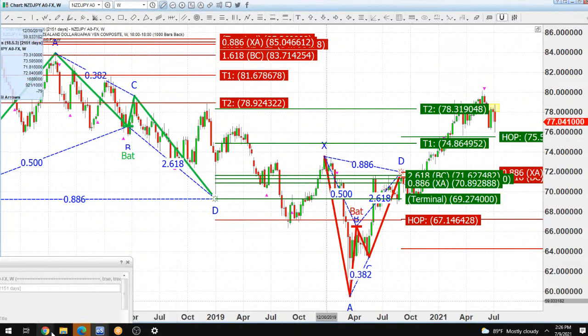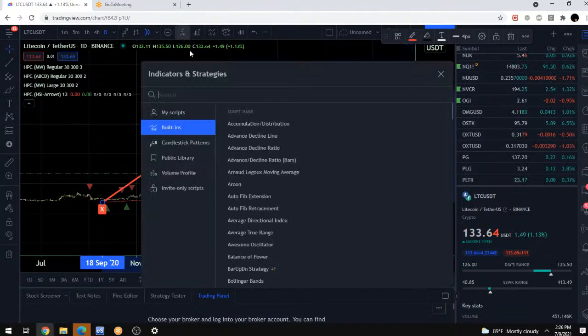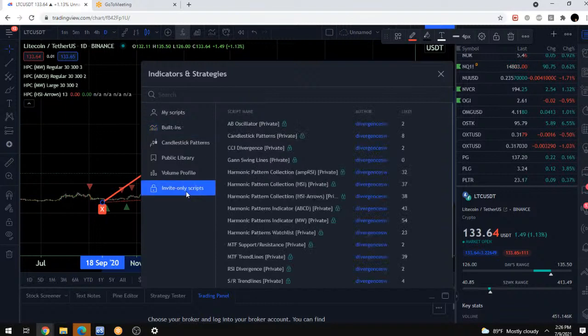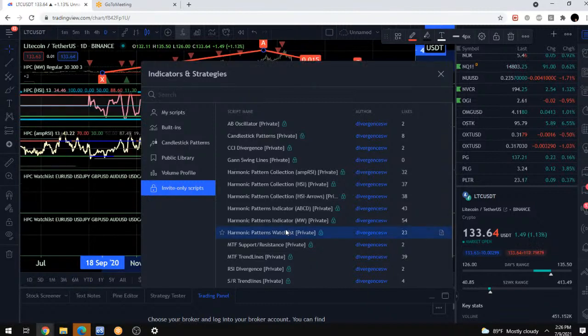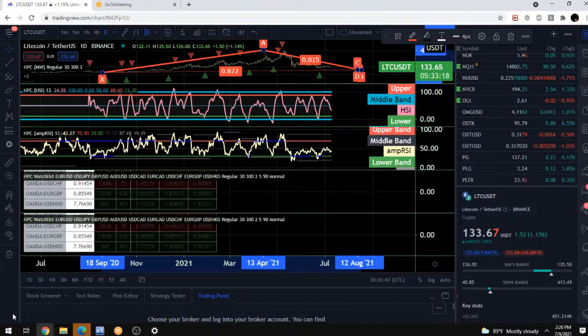So quickly to review, the big update and big announcement is to get your watch list on Harmonic Pattern Collection Lite. Simply click the FX button, go to your invite only scripts, and your watch list will be right there. And it'll pop up as I started today. And I said in our gold members session yesterday, there are limitations with the script, so we can only add 8 symbols per screen, but you can change that up.